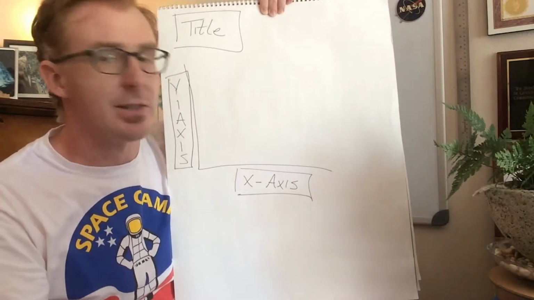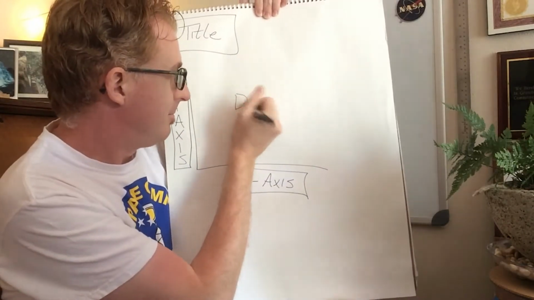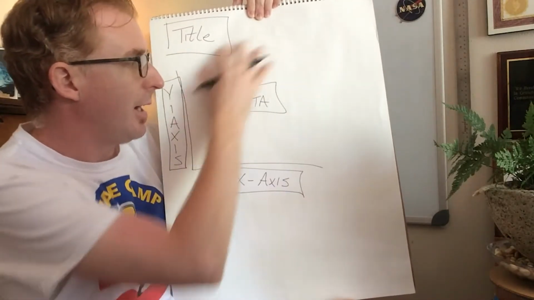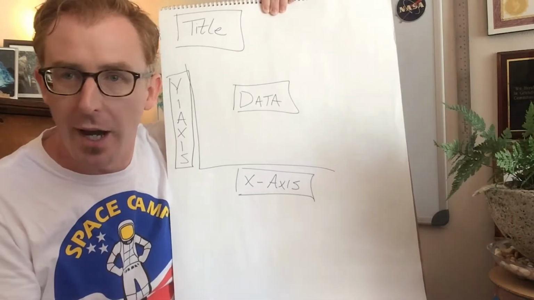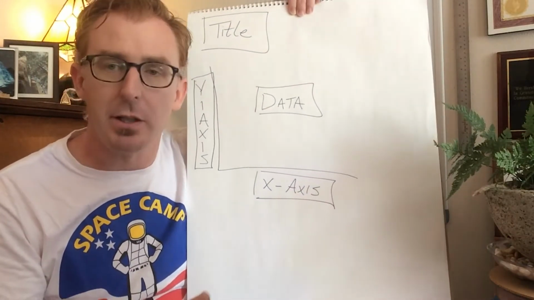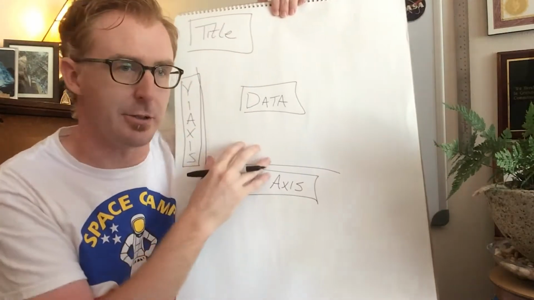So the next part is the big important part. The most important part is the data. The data is located in the body, the main part of your graph, and that data can be represented in various different ways depending on what your graph is. We'll go into that just a little bit later.